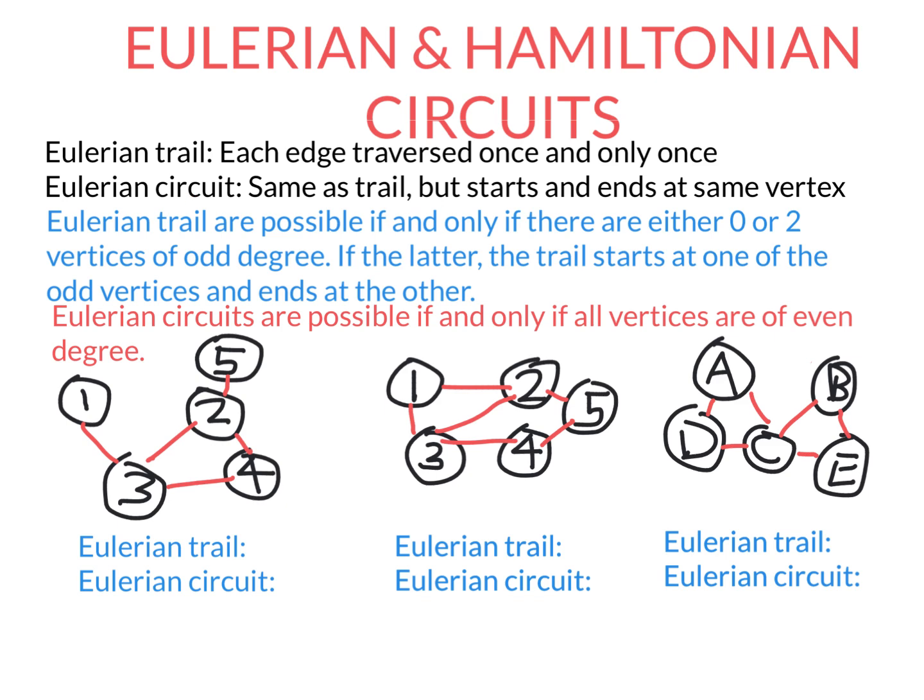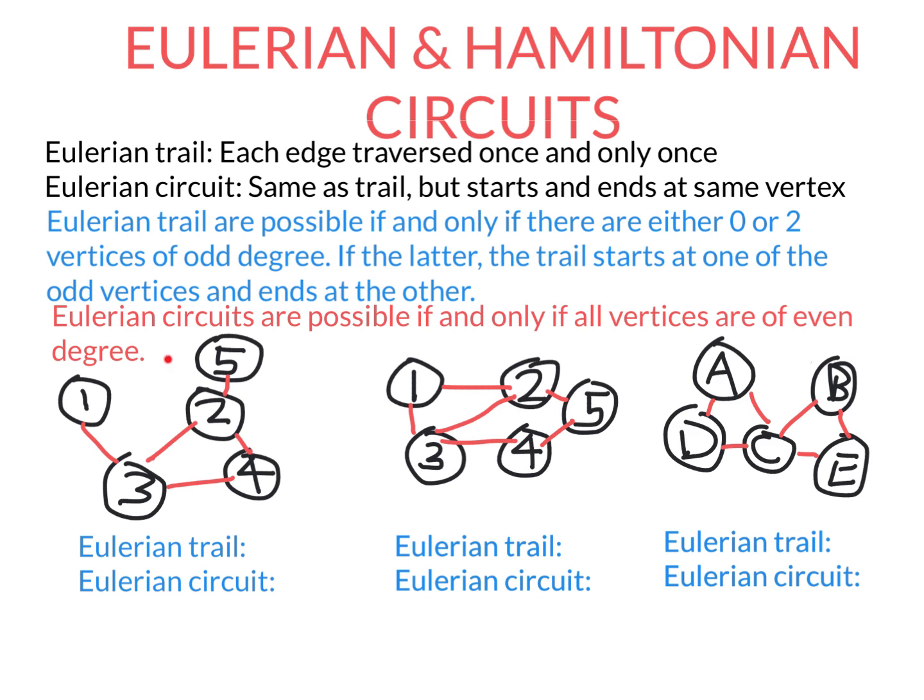Now remember, our definition of circuit was that you start and end at the same vertex. So an Eulerian circuit for our purposes is just an Eulerian trail, but where you start and end at the same vertex. So it turns out there's really clear rules as to when Eulerian trails and circuits are possible. For a trail to be possible, there either have to be no vertices of odd degree or two vertices of odd degree. Any other number and an Eulerian trail is not possible. So for an Eulerian circuit to be possible, all vertices must be of even degree.